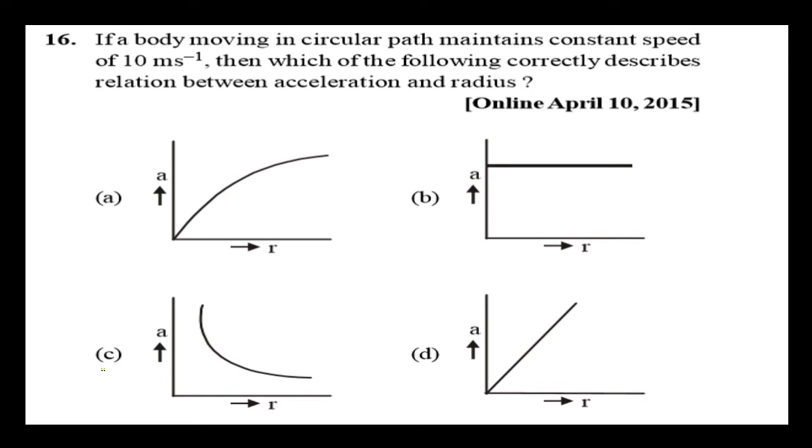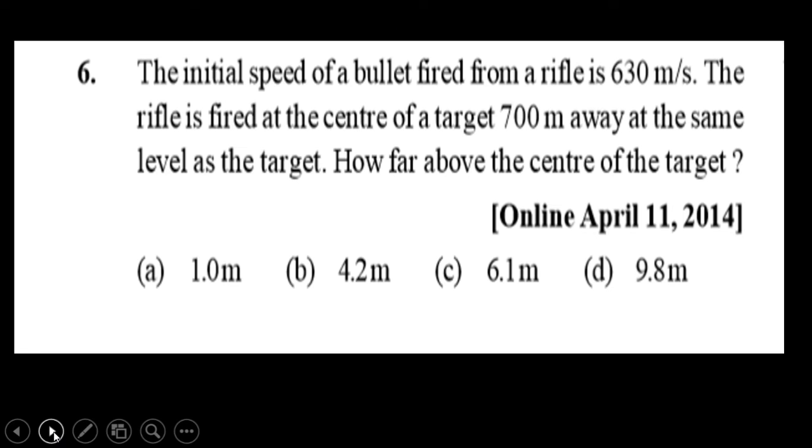If you can see here, this is the graph, right? Okay. So let's go to the next question. The fourth question. The initial speed of a bullet fired from a rifle is 630 meters per second. The rifle is fired at the center of a target 700 meters away at the same level as the target. How far above the center of the target will it hit? That's the question.